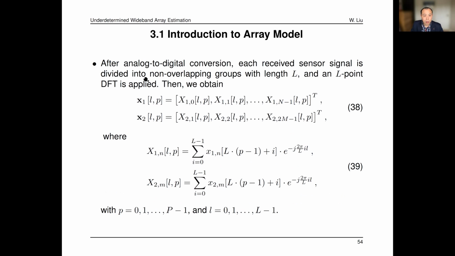Then you do analog-to-digital conversion on each received sensor signal. After this, you have the discrete-time form of the data, and then you group it into different blocks. Each block has a size of L, and you apply an L-point DFT to each block of data, where p is the block index and l is the DFT frequency bin index. You put these DFT results into vectors, one for the first subarray and one for the second. This is the standard DFT operation: a block of data with size L, and p changes the block index.